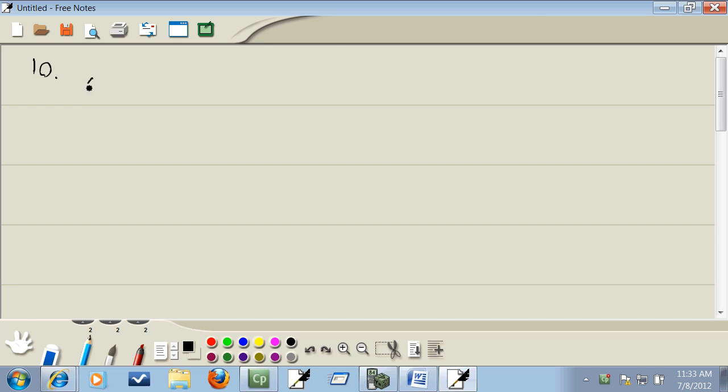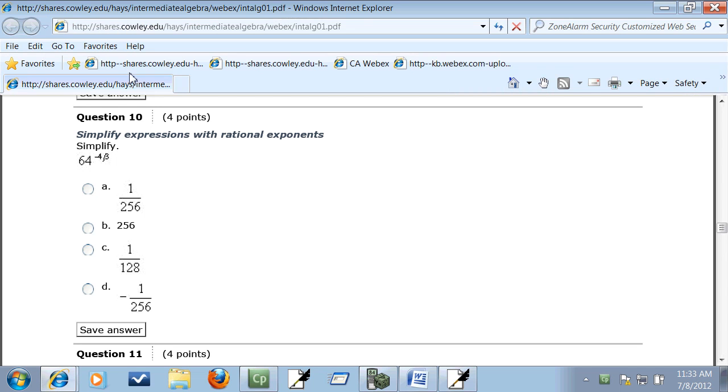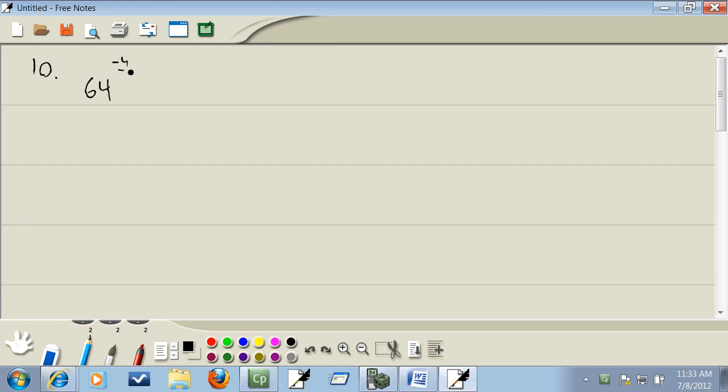We got 64 to the negative 4/3 power. Well, we never want a negative exponent. We always take the opposite of where it's at in a fraction. This isn't in a fraction, but I can put it in a fraction by putting it over 1. So 64 to the negative 4/3 over 1. Then you take the part with the negative exponent and put it in the opposite place in the fraction. So I'm going to take that down below, and we get 1 over 64 to the 4/3 power.